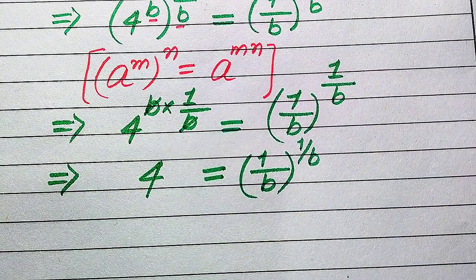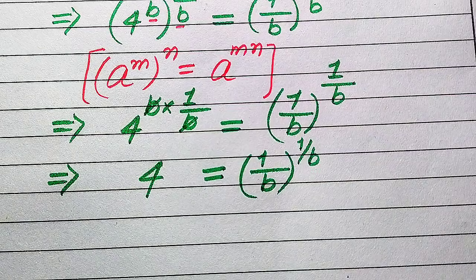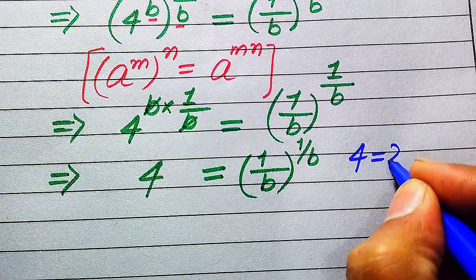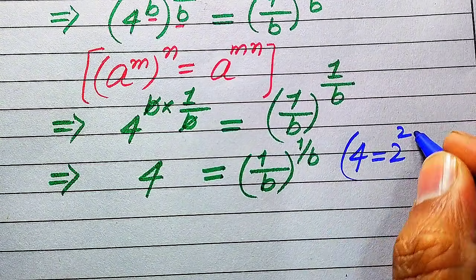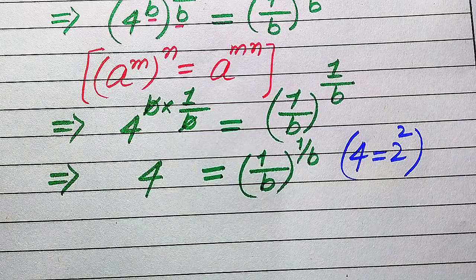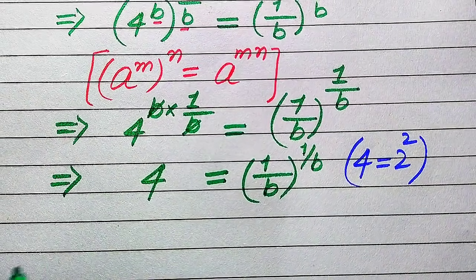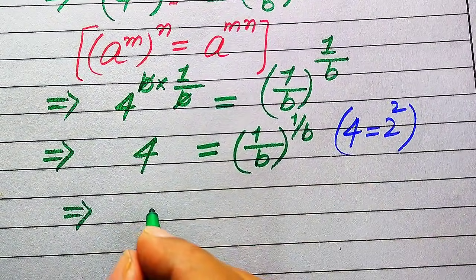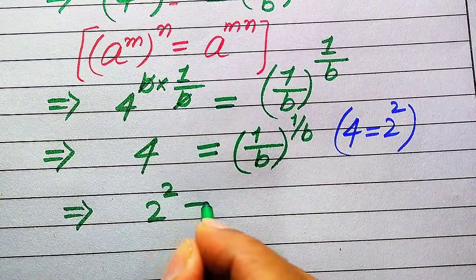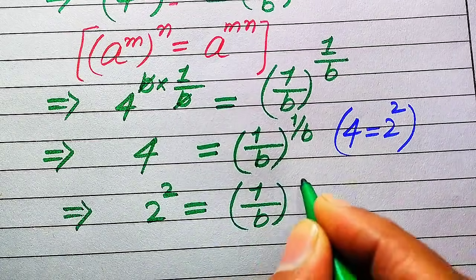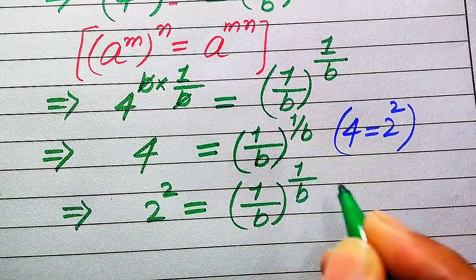So here in the next step we need to write 4 in prime factor form, and we know that the prime factors of 4 are, so we write this 4 in the form of 2 square. So we just replace this 4 with 2 square. When we replace this, it becomes 2 square is equal to 1 over b, and its whole power is 1 over b.